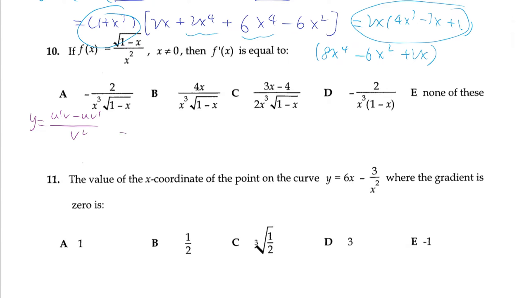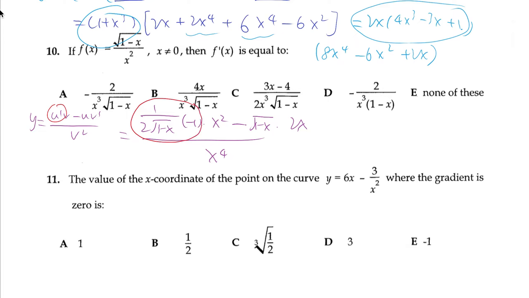First of all, the derivative of 1 minus x square root is 1 over 2 square root of 1 minus x. But don't forget the derivative inside, so don't forget to multiply by minus 1. Then multiply it by the denominator, and then minus the numerator multiplied by the derivative of the denominator, which is 2x. Then divide by the denominator squared, which is x to the power of 4. This is your u dash, and this is your v dash. Just copy everything down properly.